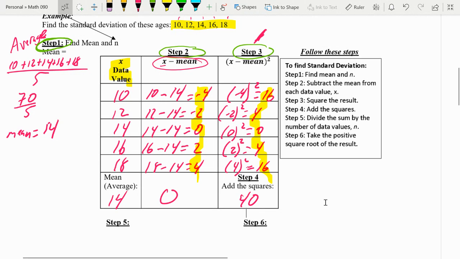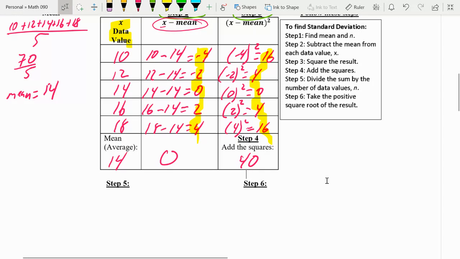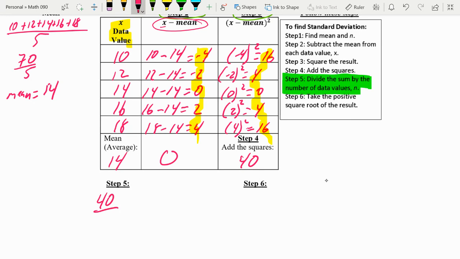So now step five. Step five tells us to divide the sum by the number of data values. What was our sum? Our sum was 40, and we're going to divide it by the number in our data set. There were 5 numbers, so we're dividing by 5. So we end up with 8.